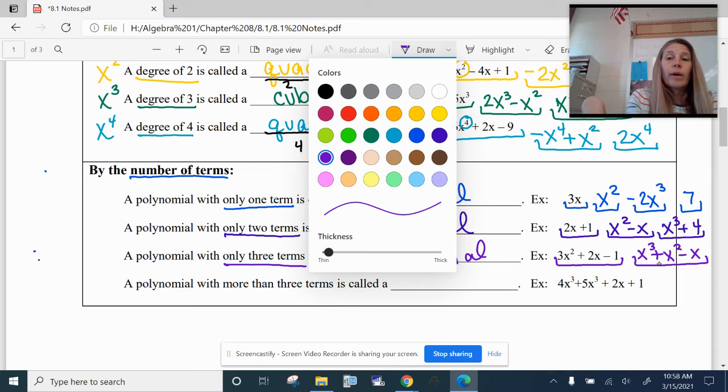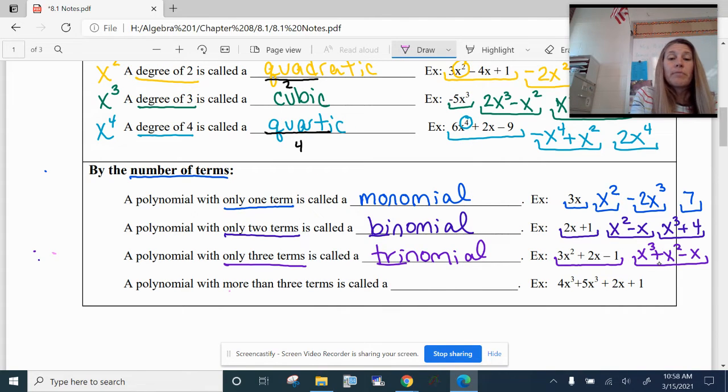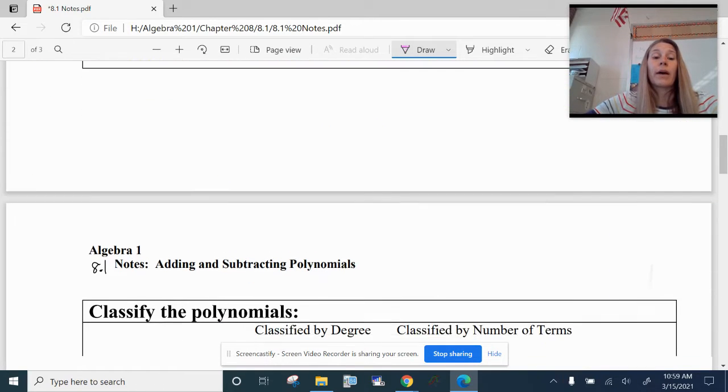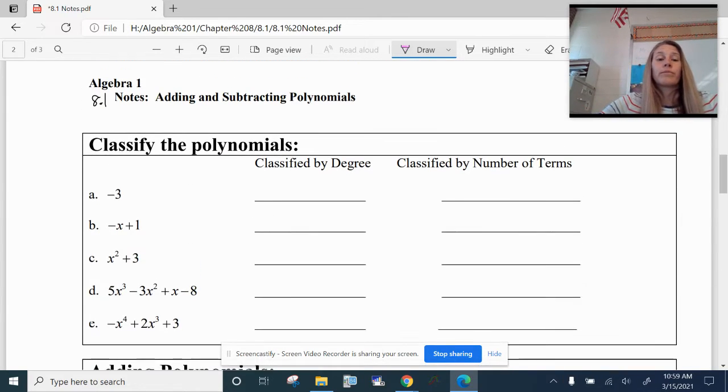And then finally, when we talk about polynomials, poly means many. So at this point, anything more than 3, we're just going to group them all together, calling them all polynomials. If you were polytheistic, you would believe in many gods, let's say. Or a polygon in geometry is a many-sided figure. So once we get to 4 or more, we're just going to group it all together as a polynomial. All right, so we're going to refer to this chart here to classify some of these other things.